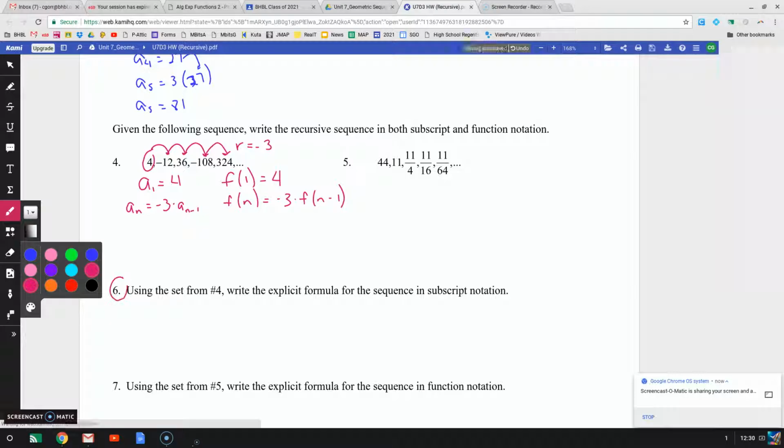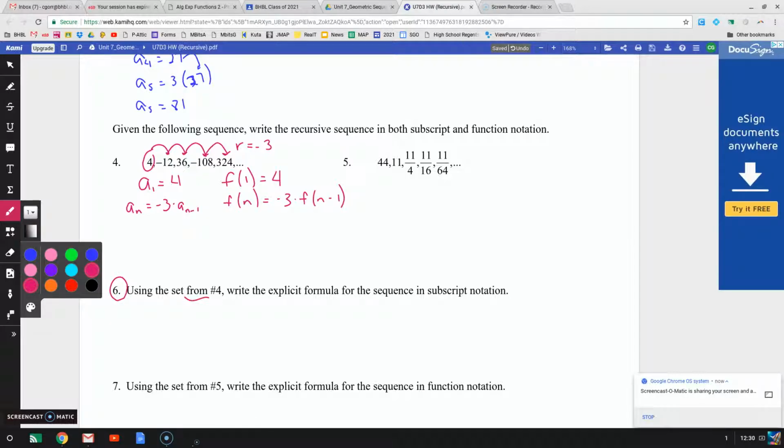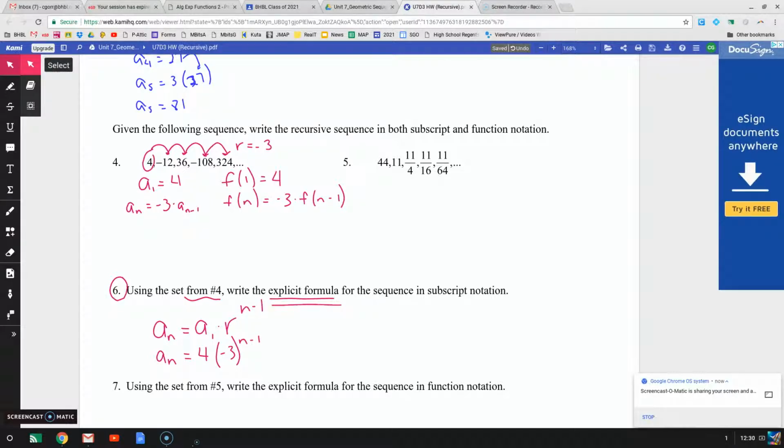Now, number 6 is using the data from number 4, and I want to write the explicit formula, which is a review from last class. So using my explicit formula, a sub n equals a sub 1 times r to the n minus 1. So my a sub 1 we said was 4. My r value was -3 raised to the n minus 1 power.